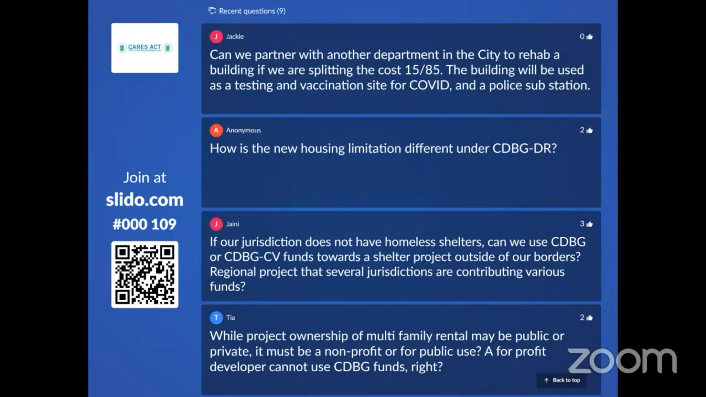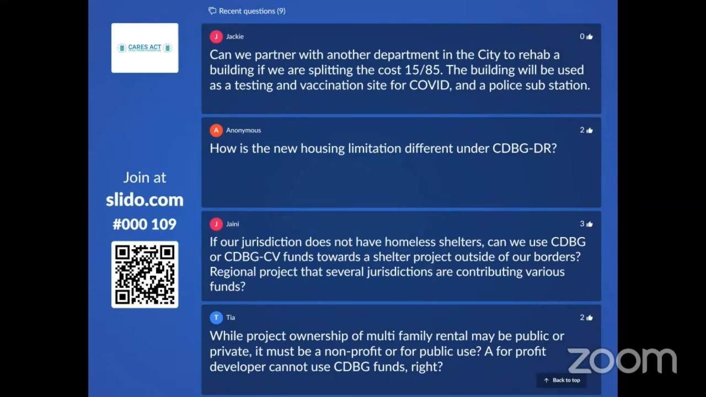When you talk about partnering with another department in the city to rehab a building, if we're splitting the cost, the building will be used as a test site. Those are two separate things. Those are two separate types of public facilities. And when you say another department, I'm presuming you mean another city department.